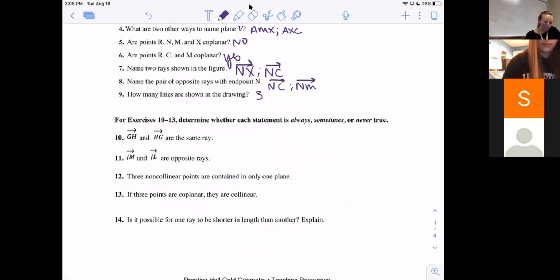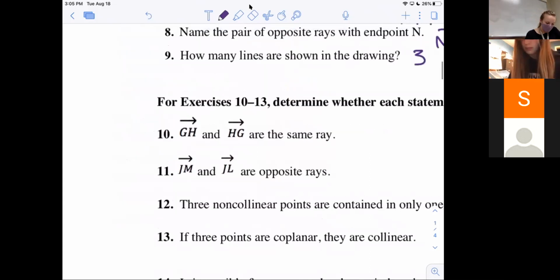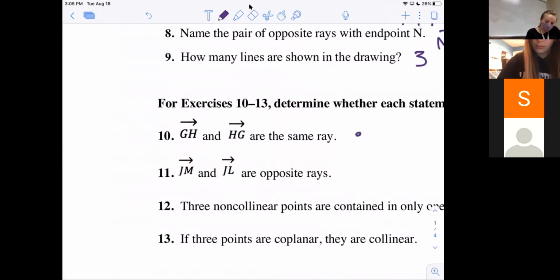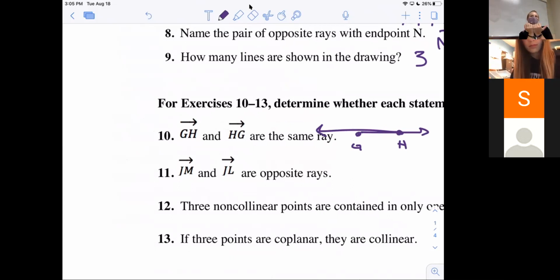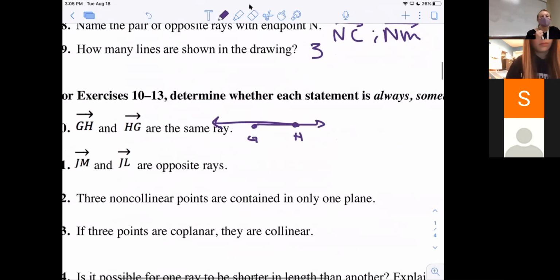GH and HG are the same ray. Eli, you say no? We just drew that, right? We drew it in different letters. G, H, and then H, G are not the same. They go opposite directions, but are they opposite rays? They don't share an endpoint, so no. Since there is no way that I could draw them to be the same, I'm going to write never. If there was a way I could prove that it could work sometimes and could not work sometimes, that would be sometimes. And if I can prove yes, it's true, then we'll say always.